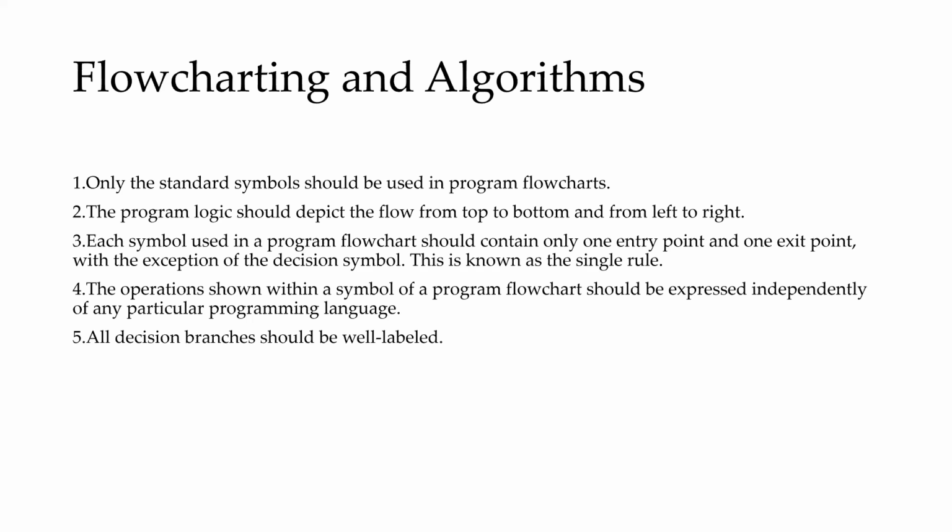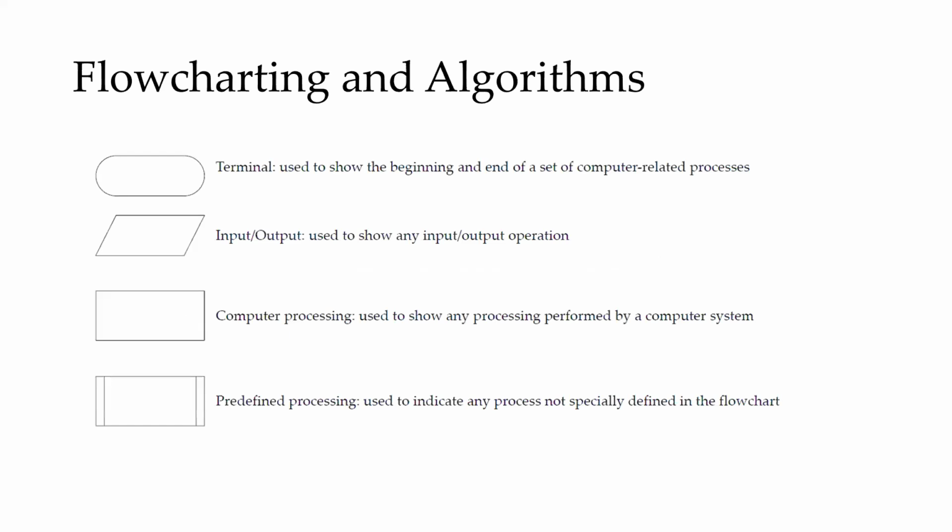The operations shown within a symbol of a program flowchart should be expressed independently of any particular programming language. All decision branches should be well labeled. Please don't explain everything in the shape; write briefly and clearly in these shapes. So, our standard symbols: the terminal symbol, start symbol and stop symbol, you can use the first one. And we also have an input output symbol here.